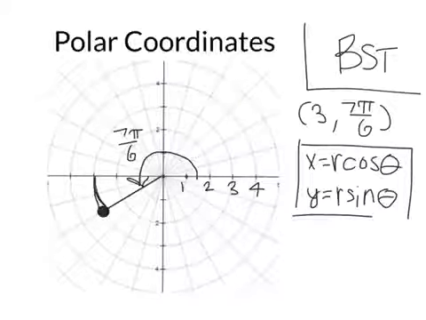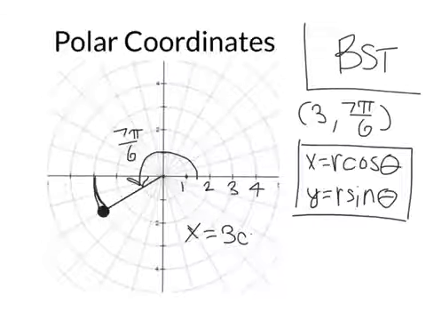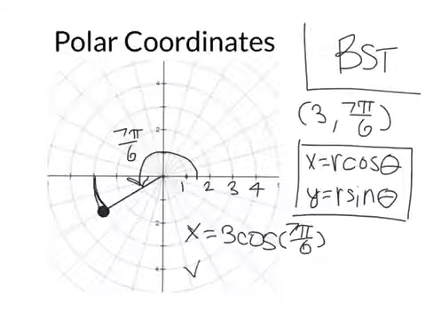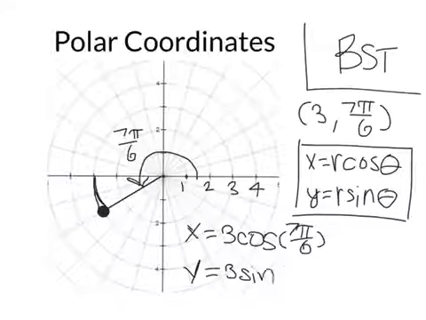So hopefully you're familiar with these identities. They're very useful for converting between polar and Cartesian coordinates because if we wanted, for instance, to write this point as a Cartesian point, we would know that x is equal to r, which is 3, cosine of theta, which is 7 pi over 6. y is equal to r, which is again 3, sine of theta, 7 pi over 6.